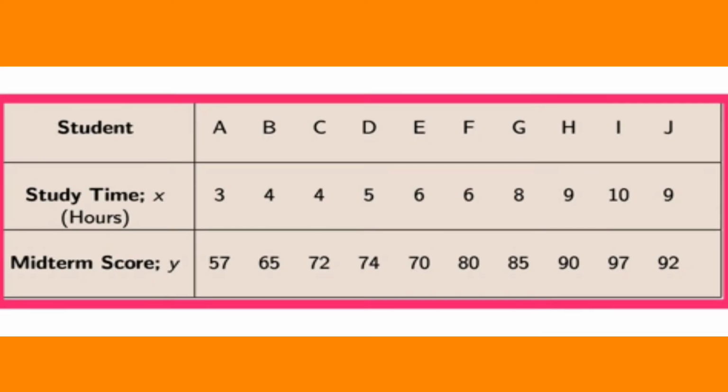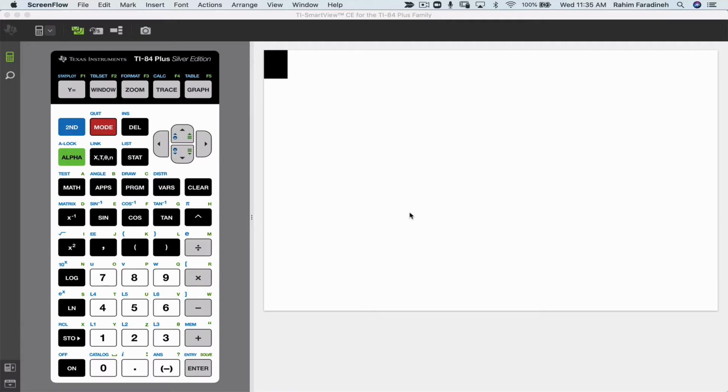Okay, I'm going to pause for a few moments, allow you to go ahead and enter the study time as your x variable into list one and the score as your y variable into L2. You may pause at this time yourself and enter those into L1 and L2. Okay, let's get started. So I have entered my values into L1 and L2. The study time as my X, I stored it in L1, and the midterm score as Y variable, and I stored that in L2.